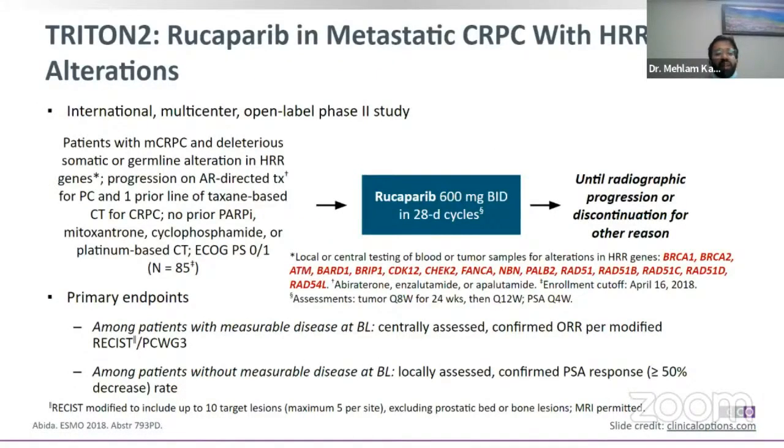So this study was basically similar: rucaparib 600 milligram BD in a 28-day cycle until radiographic progression in patients with metastatic CRPC, with either deleterious somatic or germline alterations in the HRR genes. Patients had received androgen receptor based therapy as well as a prior line of taxane based therapy. One thing to note here is that in the PROfound study, no patient had received prior taxane based therapy, while in this study even those patients who had received one prior line of taxane based therapy were included. The primary endpoint, as I told earlier, was the overall response rate.